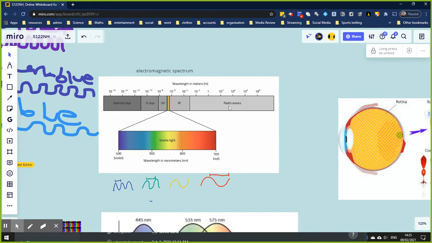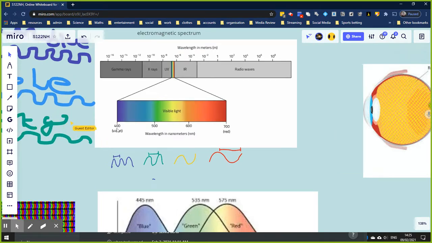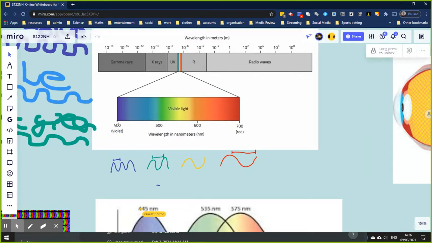Well, we can't see any of that stuff in grey. And of the things that we can see, the short wavelengths we see as blue, and the longer wavelengths we see as red, and the ones in between are the other colours. But if it got even shorter than this 400 here, then we can't see it. And if it got even longer than that 700, then we also can't see it.